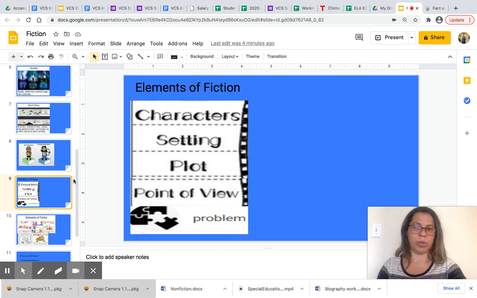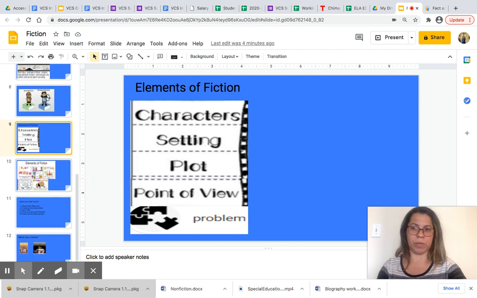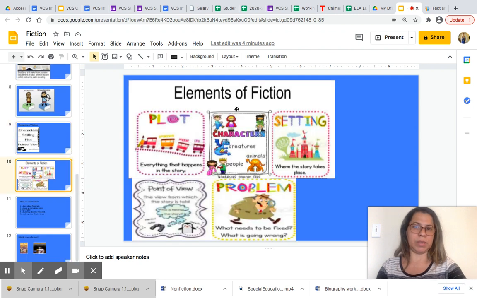Let me show you a visual. Elements of fiction: plot, characters, setting, point of view, and problem. I'll go over each of them. A plot is everything that happens in the story. This is the plot, what's happening in this story.